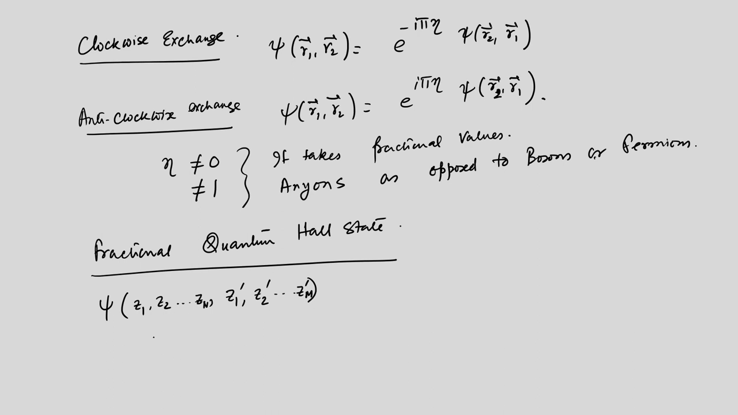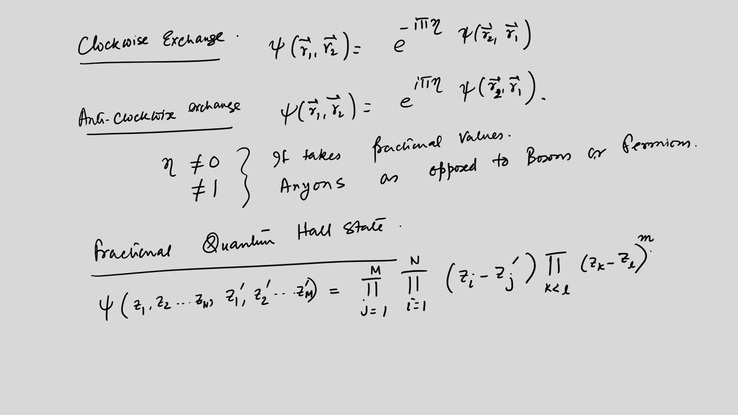So n denotes the particles or the electrons of the system, and m denotes the number of quasi-particles in the system. This can be written as j equal to 1 to M for the quasi-particles, and a product i from 1 to N for the particles. And we have an additional Jastrow factor, which is Zi minus Zj prime. And we also have the usual product over k less than l of Zk minus Zl to the power m, and the ubiquitous Gaussian exponential, written as Zi square by 4 lb square. This part has already been written down, so that's the Laughlin state.